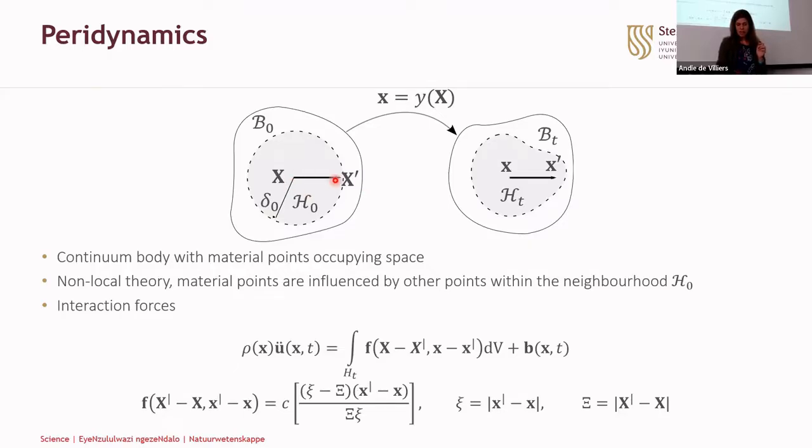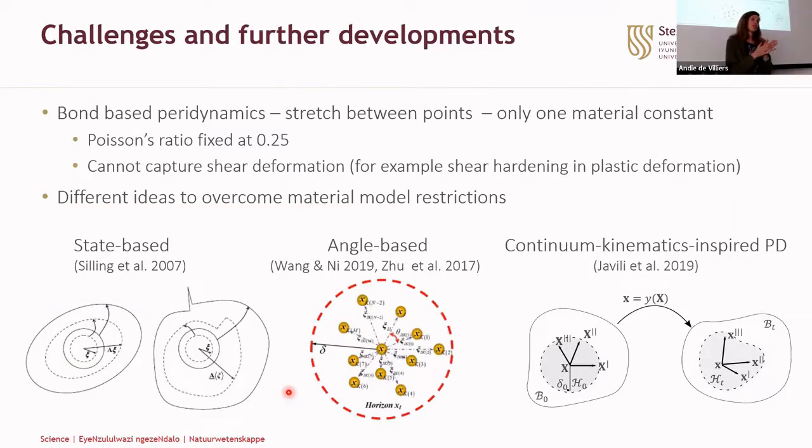So, of this vector between a point and its neighbor, going from the reference configuration to the current configuration. It's sort of like a spring between two particles. You can view it as that, as a spring between two particles. But from a material modeling perspective, you are only left with this one material parameter. So this restricts the applicability to material modeling a little bit.